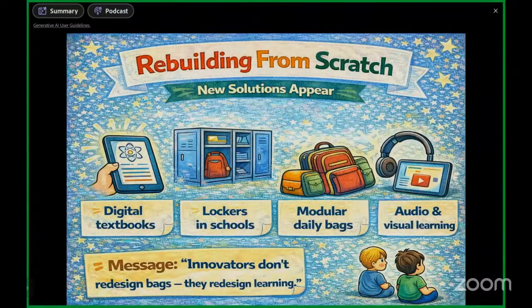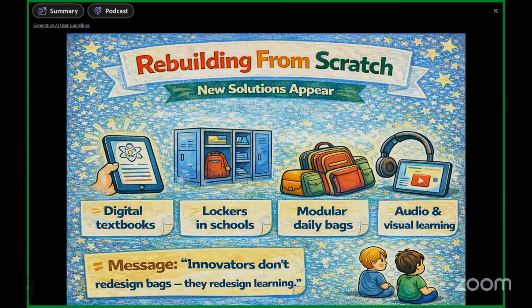Now that you ask those questions, do you need paper? Can it be a digital textbook? Do you have to take all those bags home? Can you have lockers in schools? Do you need to bring all the subjects back every day? Maybe you can change the timetable. Do you need to put all the books in the same bag? Maybe you can have a modular daily bag. Maybe something new like audio visual learning.